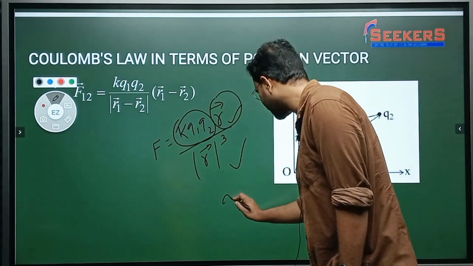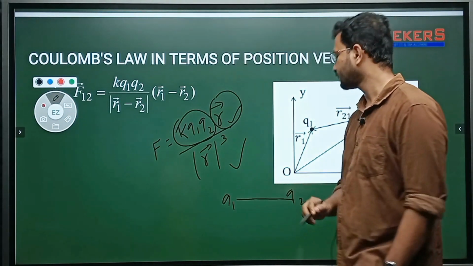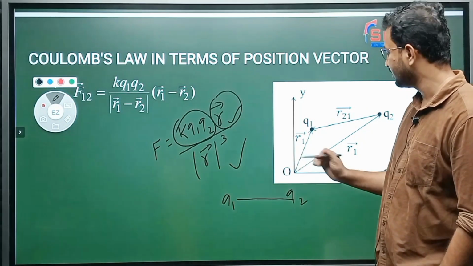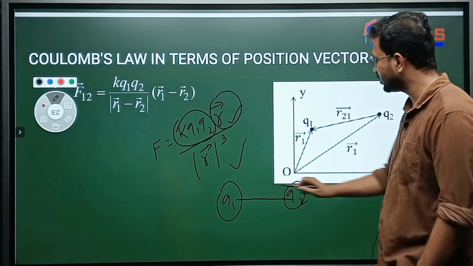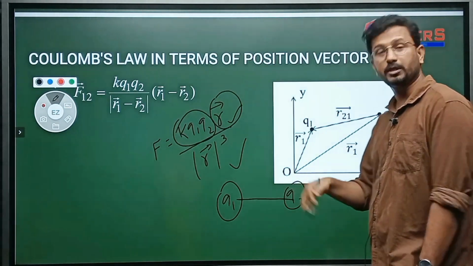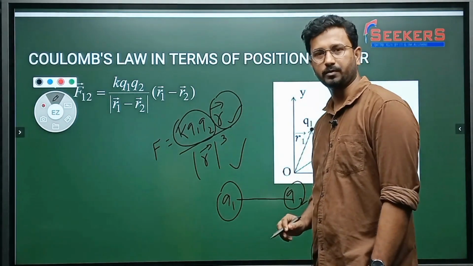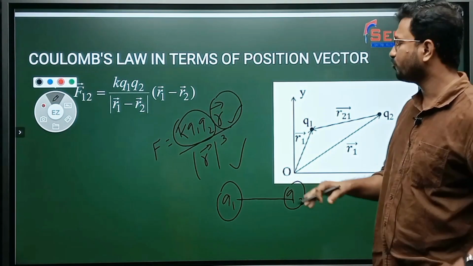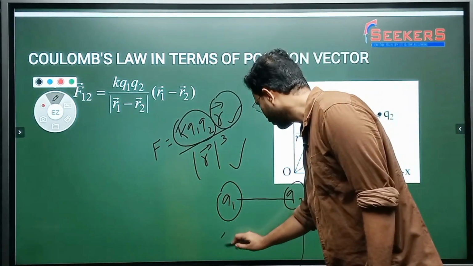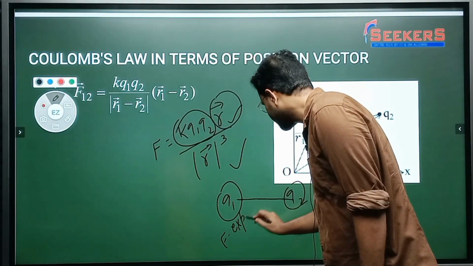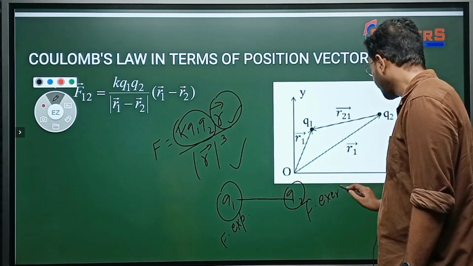For example, if you take two charges, Q1 and Q2, and join them, both are force experiencing and both are force exerting. Q1 is experiencing force due to Q2, and Q2 is experiencing force due to Q1, and both are exerting force also. Q1 is exerting on Q2 and Q2 is exerting on Q1. So for the sake of understanding, we'll assume one is the force experiencing particle and one is the force exerting particle.